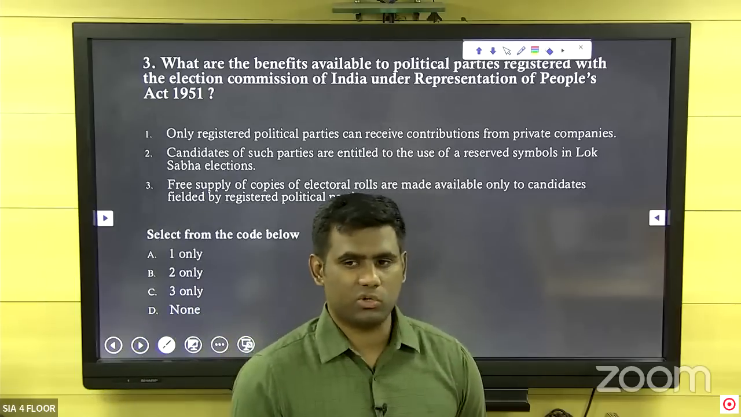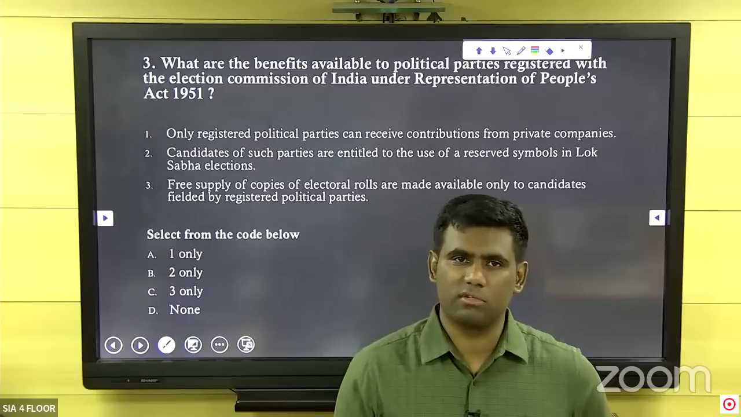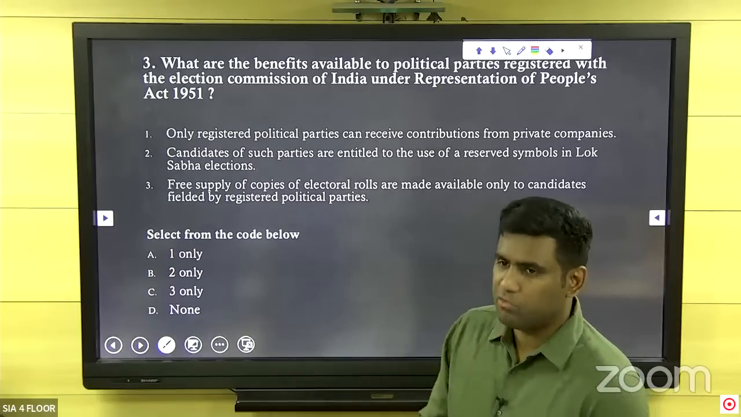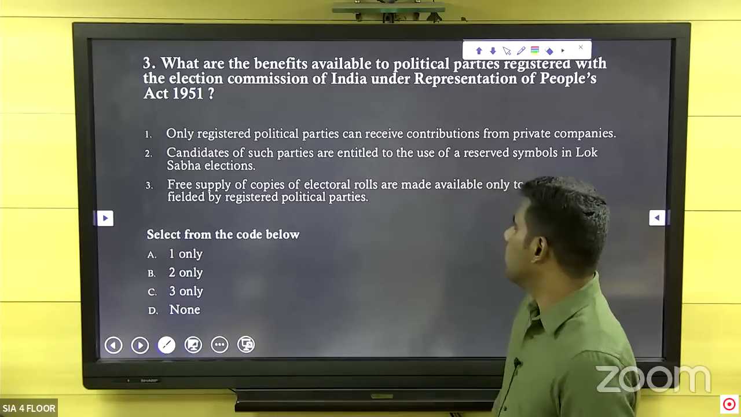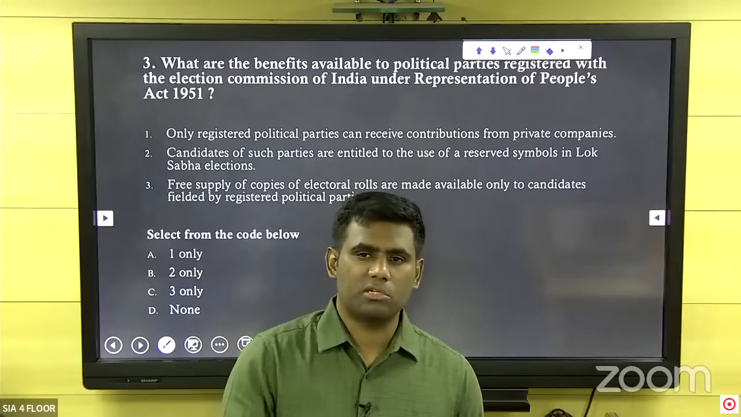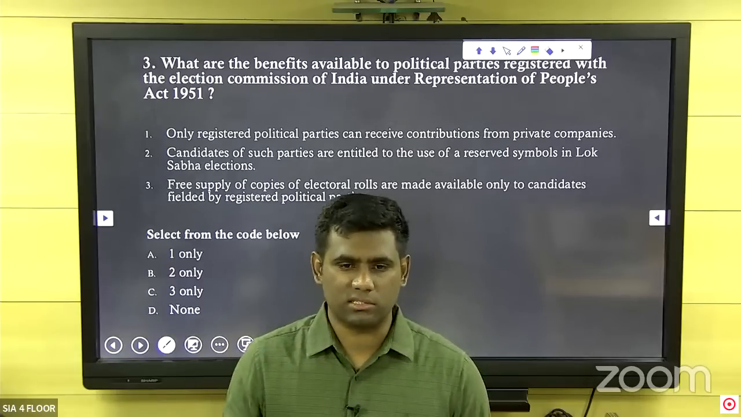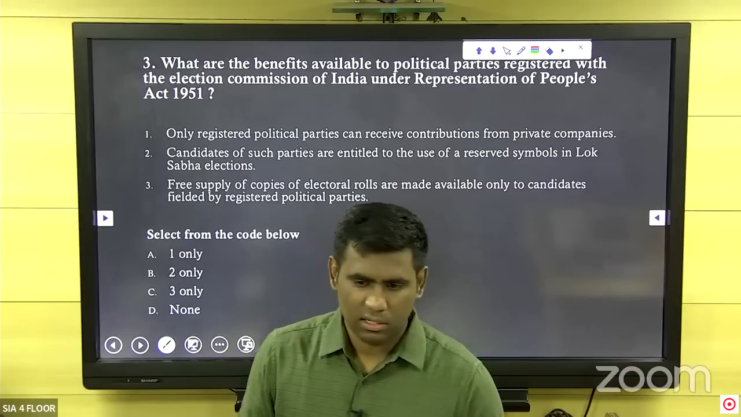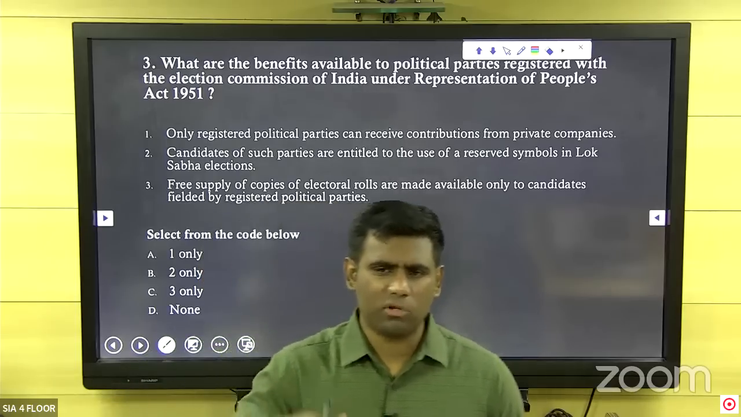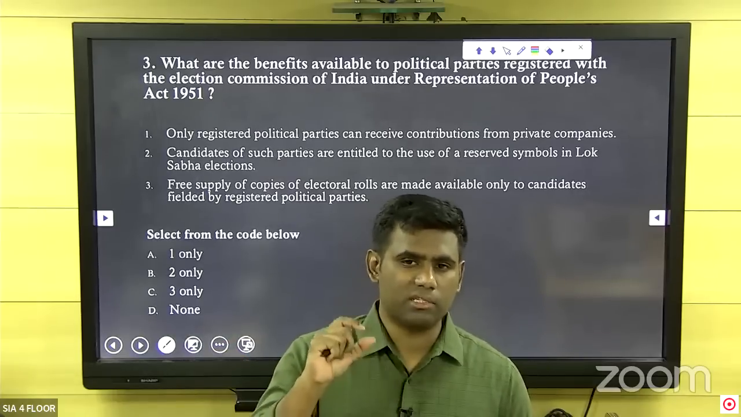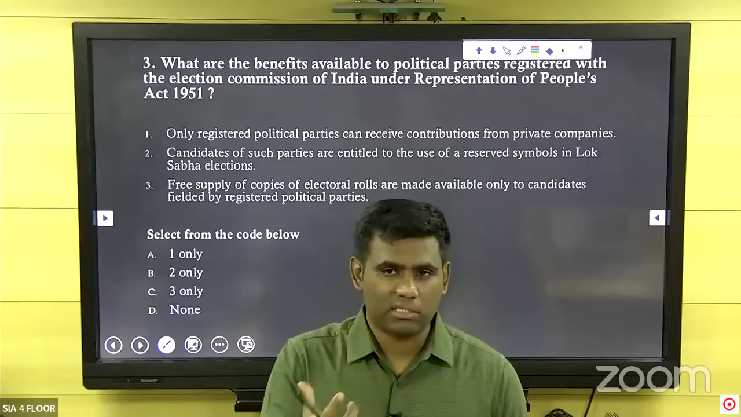So we have section 29 of RPA 1951, which deals with political parties. When you read section 29 of RPA 1951, it says any party, even without getting themselves registered with the Election Commission, can also contest elections. It is not mandatory that a political party should be registered with the Election Commission. Okay, tomorrow I can form a political party without even getting it registered. I can still contest elections, but only if I get myself registered with ECI can I avail certain benefits.